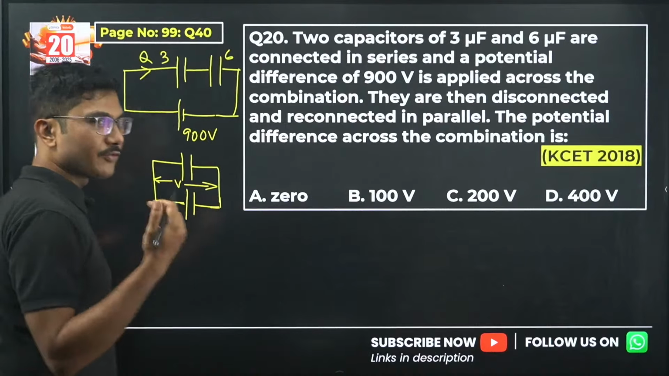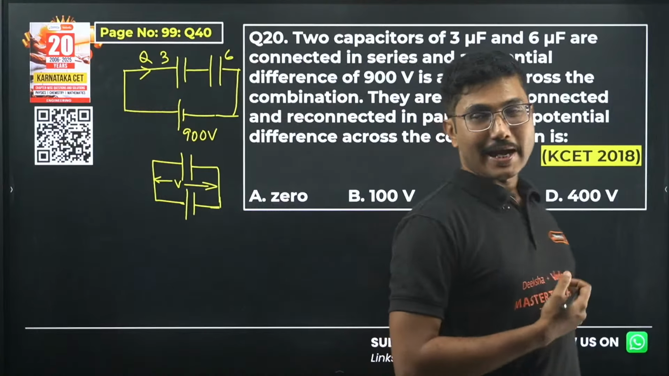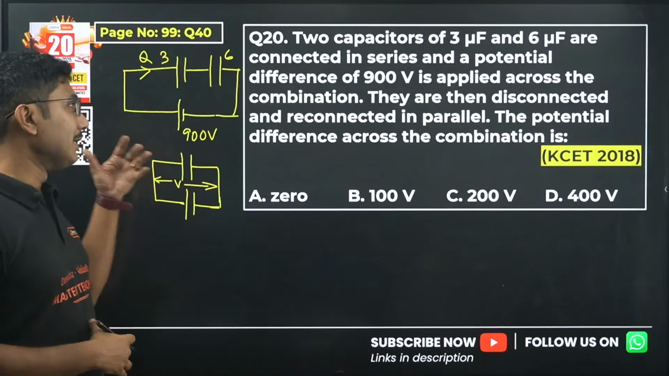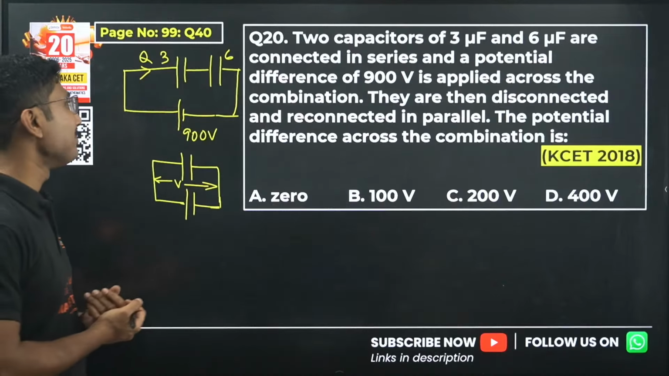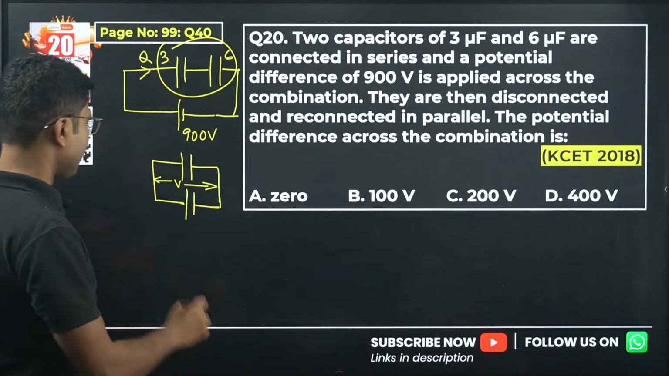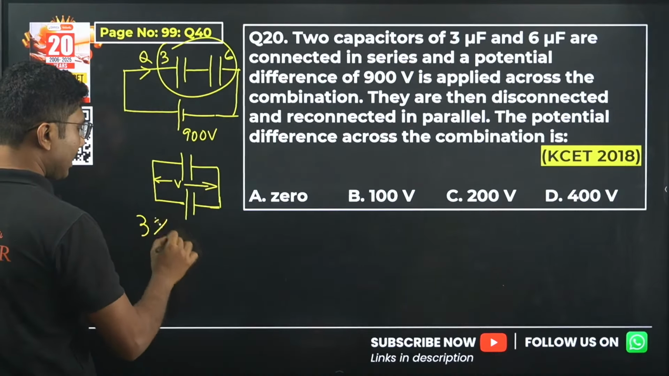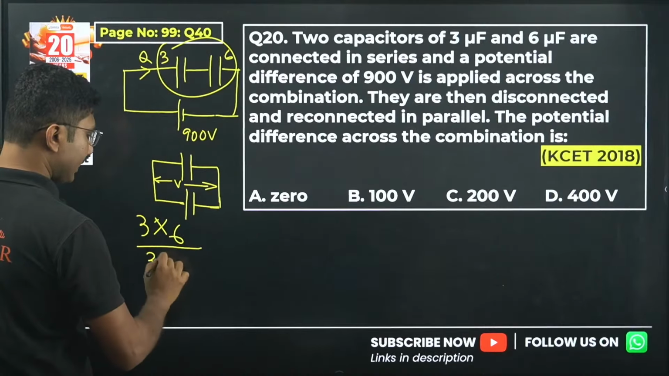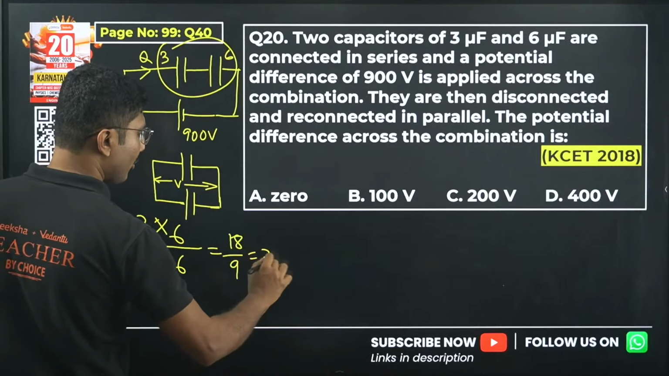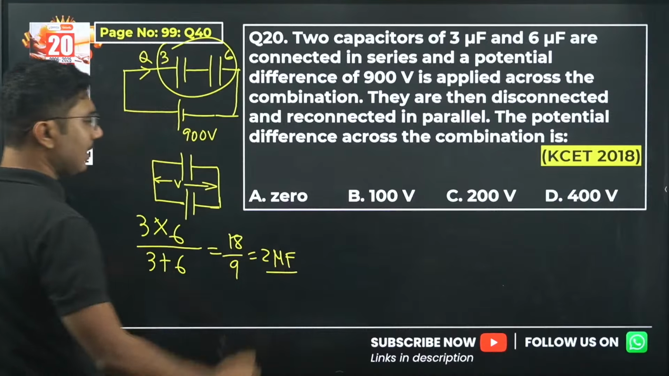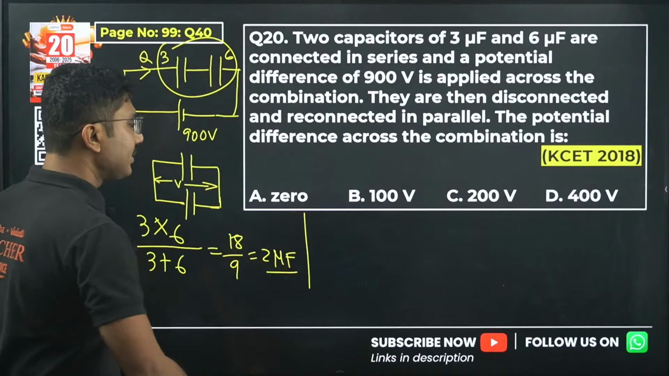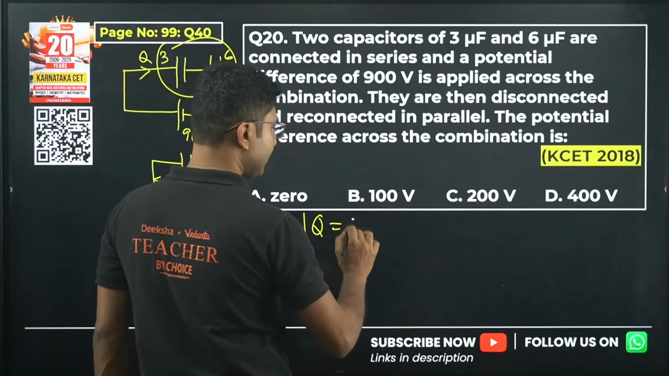Now there is a shortcut way. Obviously I am going to use the shortcut way as I generally use, but if you try to solve it any other way, it may be a little longer. The shortcut way is to first find the equivalent capacitance of these two capacitors. 3 and 6 are in series, so 3 into 6 by 3 plus 6, so it will be 18 by 9, that is 2 microfarad. So initially the equivalent capacitance of these two is 2 microfarad. So what is the charge? Charge is Q equals C into V.